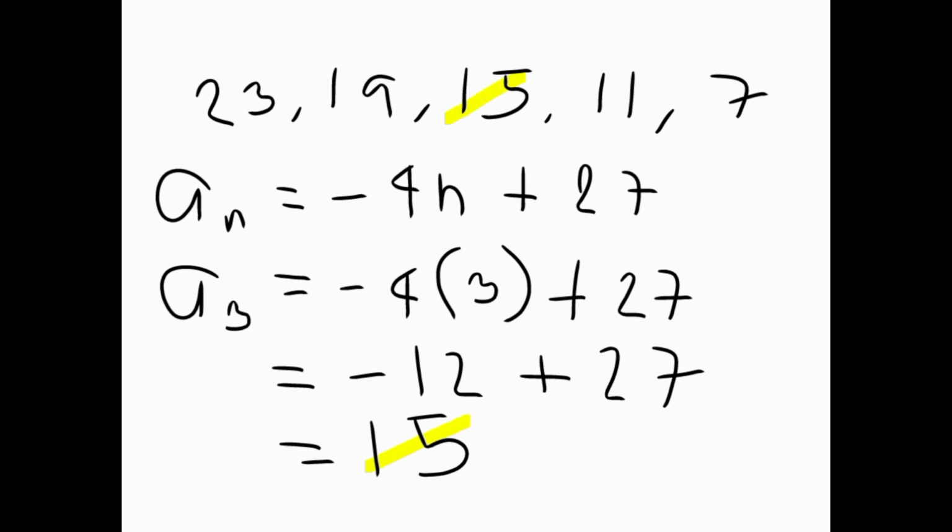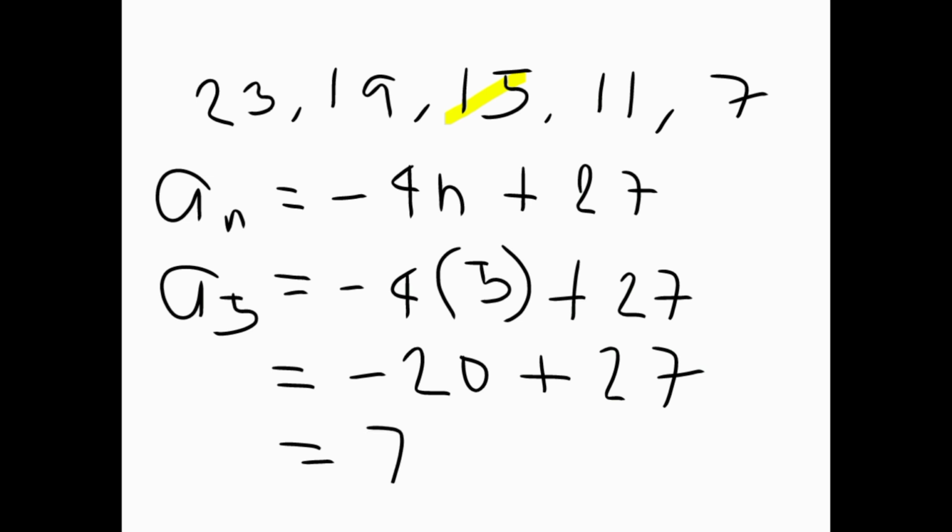Okay, now if we're going to find the fifth term, let's substitute n by 5. So negative 4 times 5, that is negative 20. And negative 20 plus 27, that is 7, which is our fifth term. So this is correct.